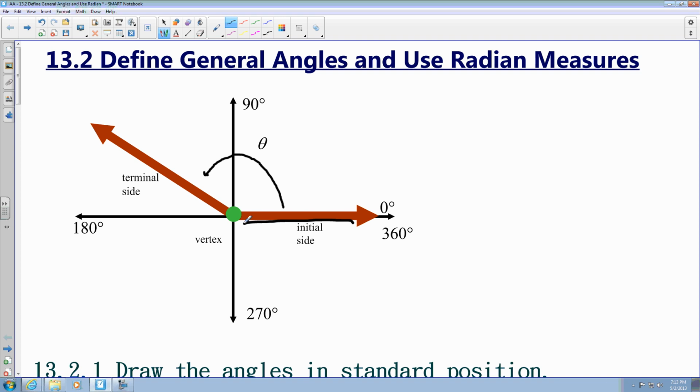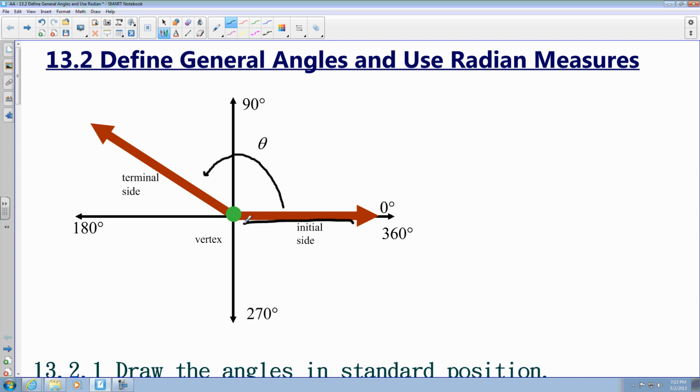And then the terminal side is whatever side that angle happens to be, and whatever that arrow is going to be theta. So if I end up going counterclockwise, theta, whatever that may be, is going to be a positive number. If I go clockwise, it's going to be a negative number.